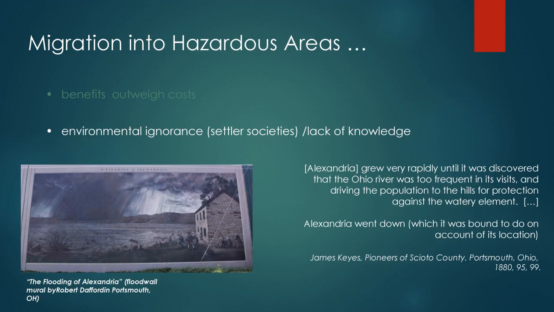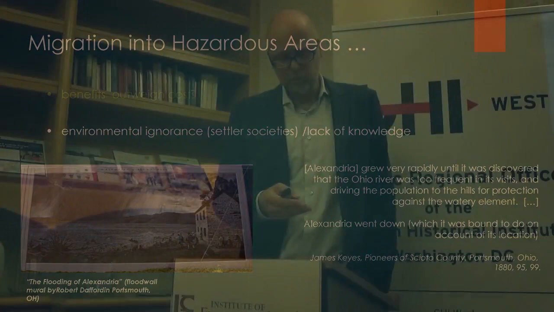This is just an example from my own research. This is a painting of the town of Alexandria on the Ohio River, which was basically being washed away a few years after it had been founded, as this chronicler has written almost a century after the event. "Alexandria grew very rapidly until it was discovered that the Ohio River was too frequent in its visits, driving the population to the hills for protection against the watery element. Alexandria went down, which it was bound to do on account of its creation." And there are several stories of early settlements being either washed away or destroyed, rebuilt, and so on, because of a lack of intergenerational knowledge.